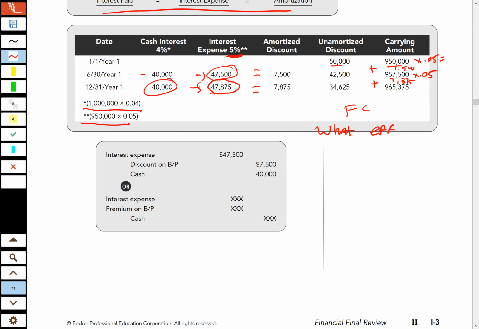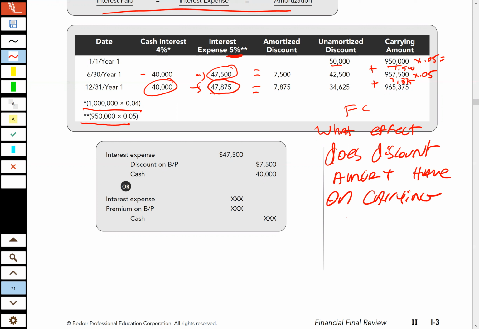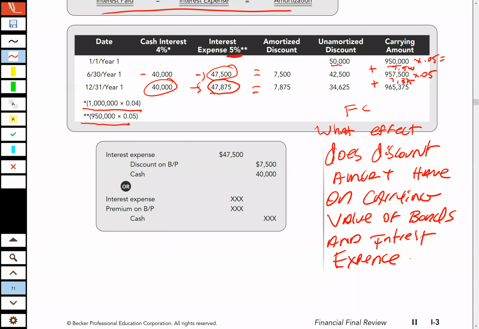What effect does discount amortization have on carrying value of bonds and interest expense? And I'm going to read that back to you. What effect does discount amortization have on carrying value of bonds and interest expense? Answer is one word. It does what?